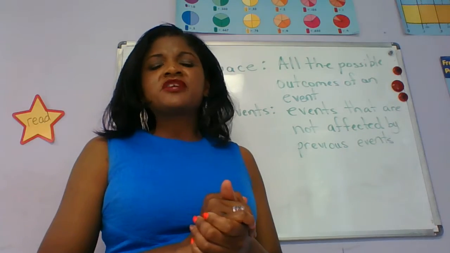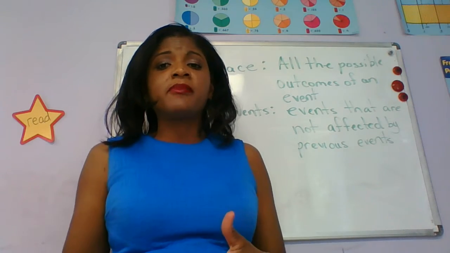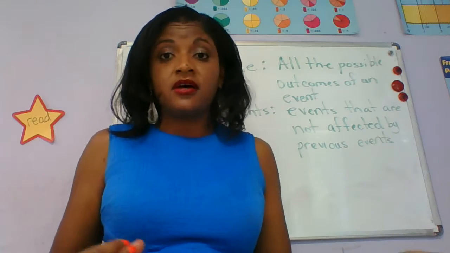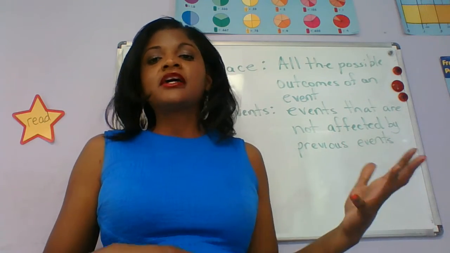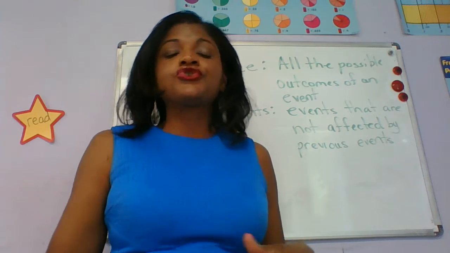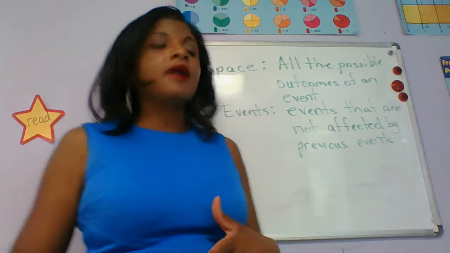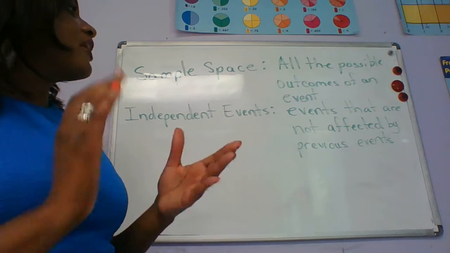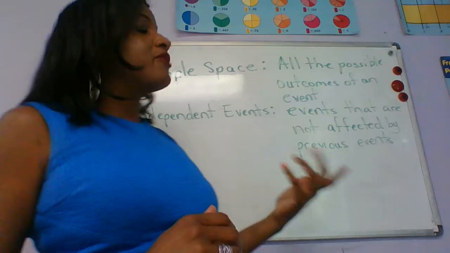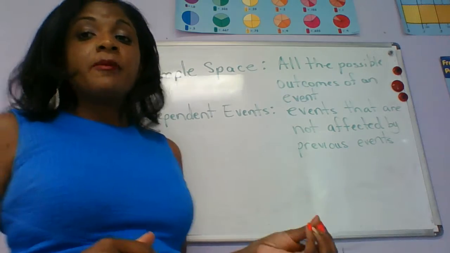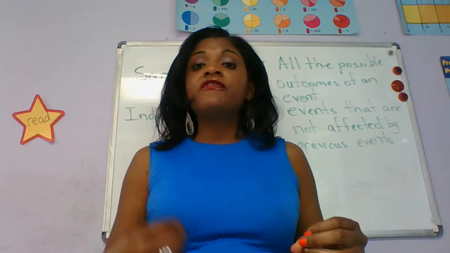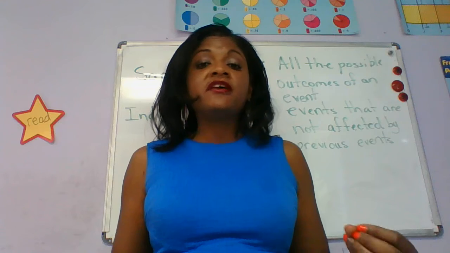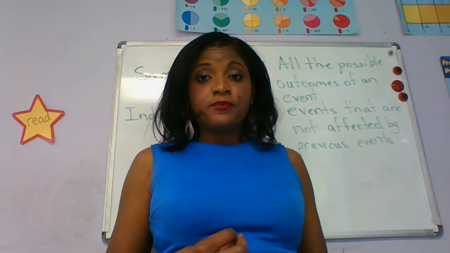And by outcomes, it just means if you flip a coin, your outcomes are heads or tails. If you are pulling out cards, your outcomes are whether you pull out a 2, a king, and so on. Independent events are events that are not affected by the previous event. So when you flip a coin, it doesn't matter if you have gotten heads 10 times in a row. Each new flip is an independent event. One does not affect the other.